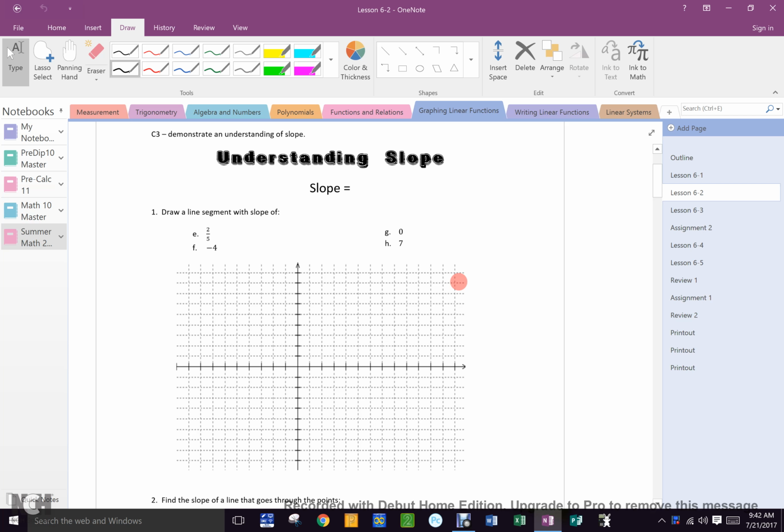Okay. Everybody is going to do this section for me, but you're going to do it a little bit differently. I want you to draw E in this section, F in this section, G in this section, and H in this section. Nobody is going to copy mine. You're all going to draw this. And there's a reason I'm saying that, because this will prove if you actually understand slope or not.